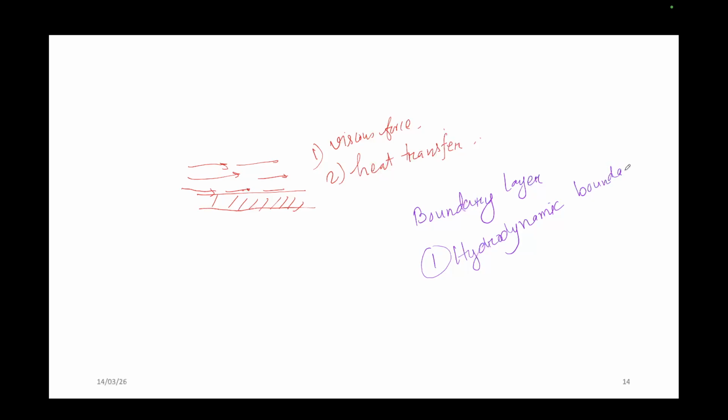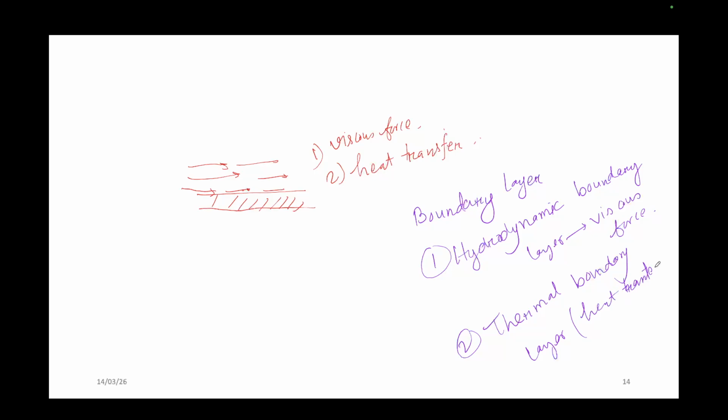Hydrodynamic boundary layer, which is basically because of your viscous force. Next is your thermal boundary layer, which is because of your heat transfer. Okay. So this is the main thing about the boundary layer.